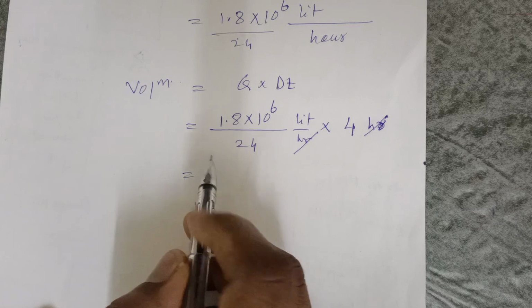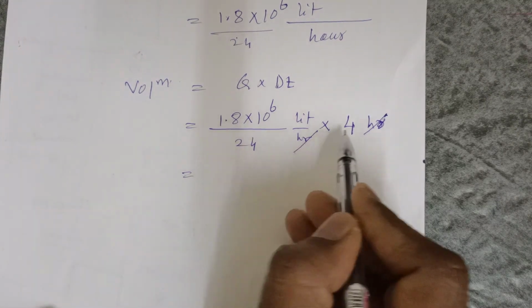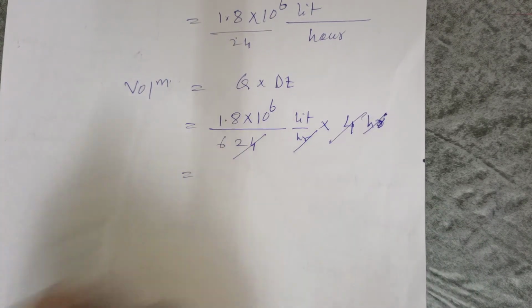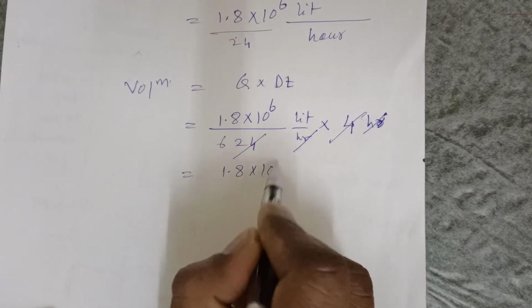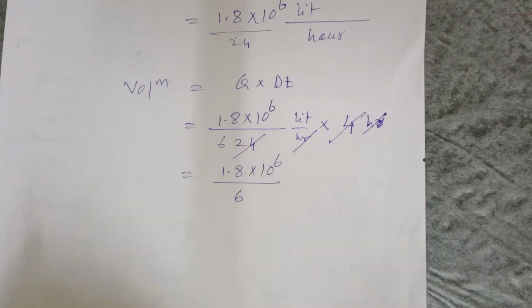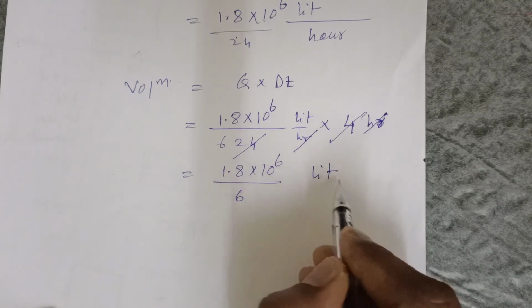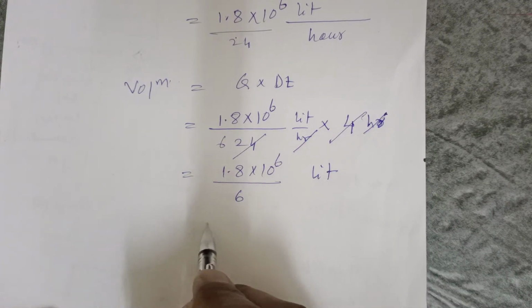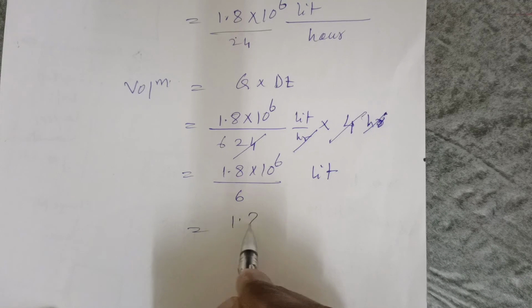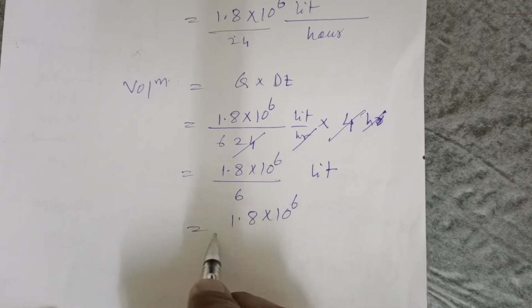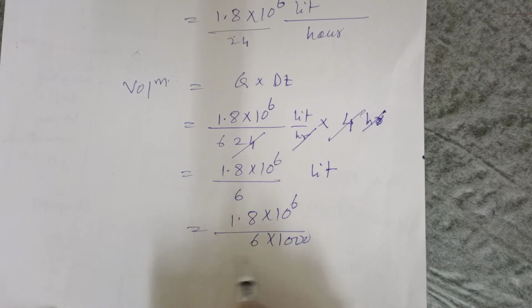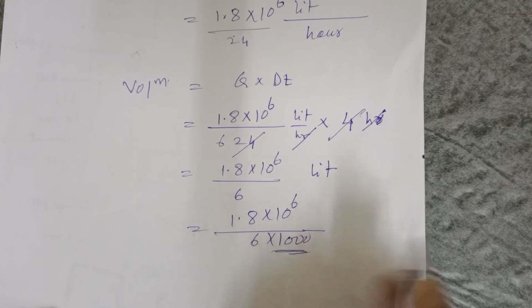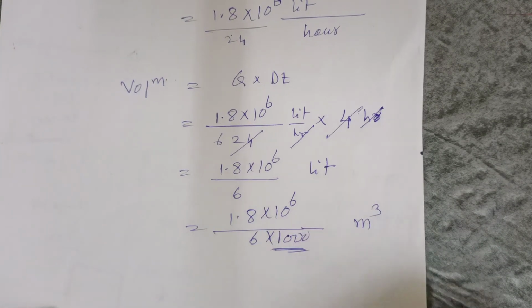So here this 4, it will be cancelled with 24, giving 6. If I will solve this, this is 1.8 into 10 to the power 6 divided by 6, that is in liter. If I will convert it into meter cube, then what will be this one? 1.8 into 10 to the power 6 divided by 6. Again, if I will divide the whole thing by 1000, it will be in meter cube.